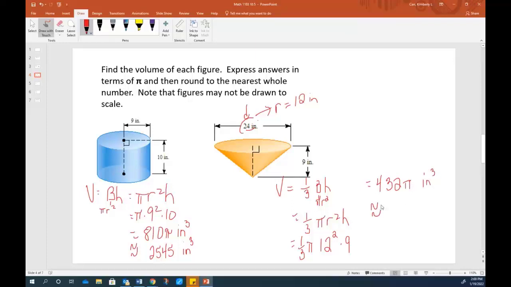Now I need to get the approximation to the nearest whole number, so 432 times pi is 1357.1 and so on. 1357.1 rounds off to the nearest whole number to just 1357. So, applying the formulas.